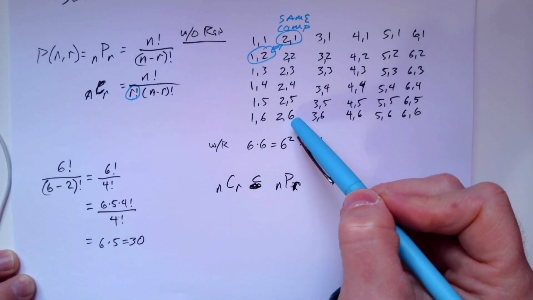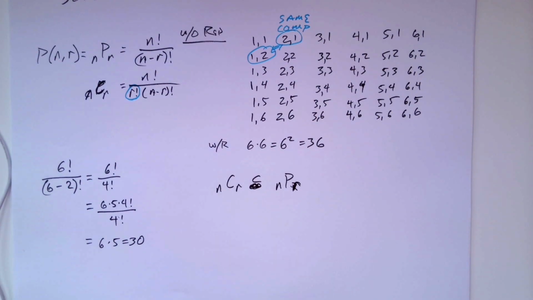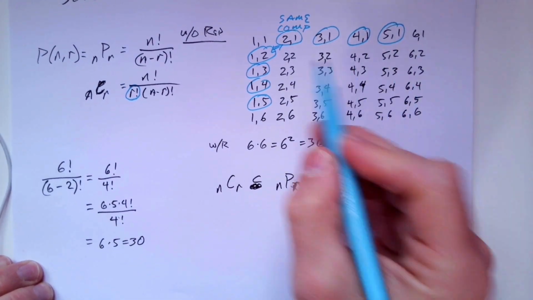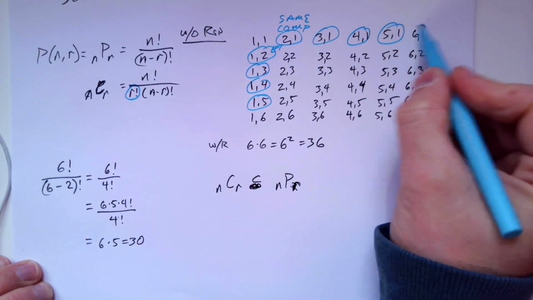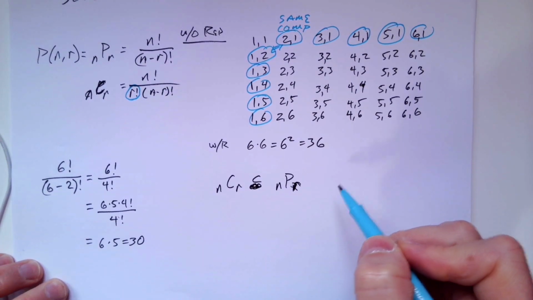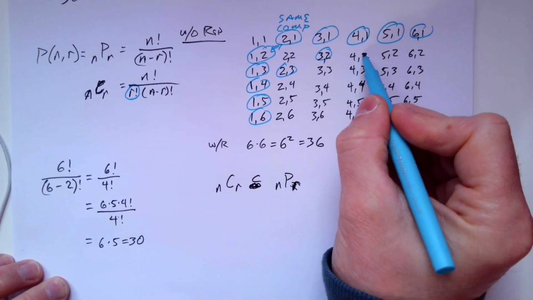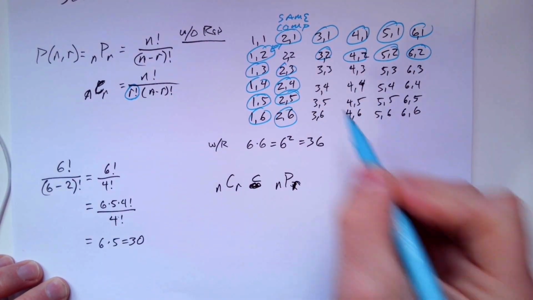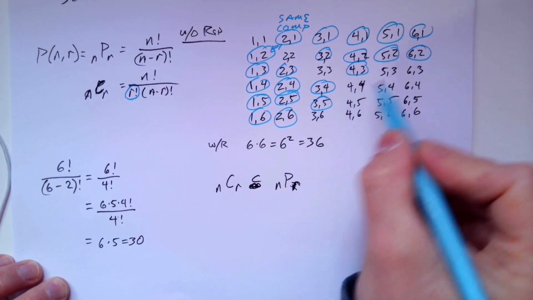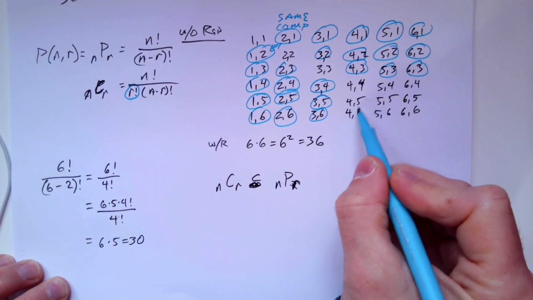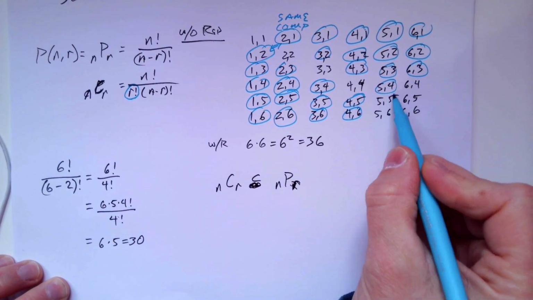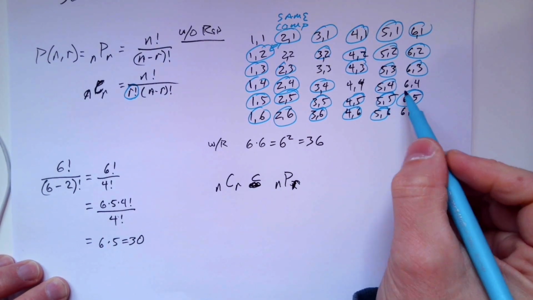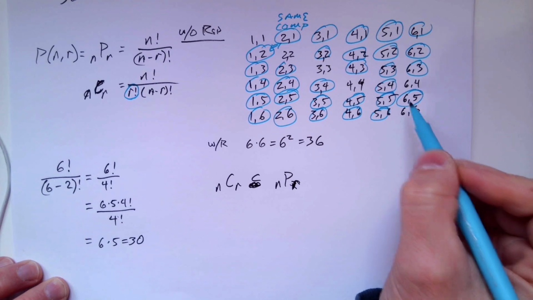So here's 2, 1, and 1, 2. Here's 1, 3, and 3, 1, right? We can go through and count them all. So there's 1, 2, 3, 4, 5, 6, 7, 8, 9, 10, 11, 12, 13, 14, 15, right? And I think I've failed to circle one. Oh, I circled it in the wrong spot.